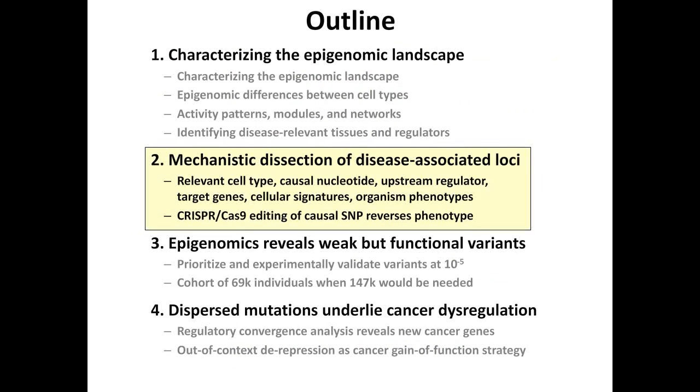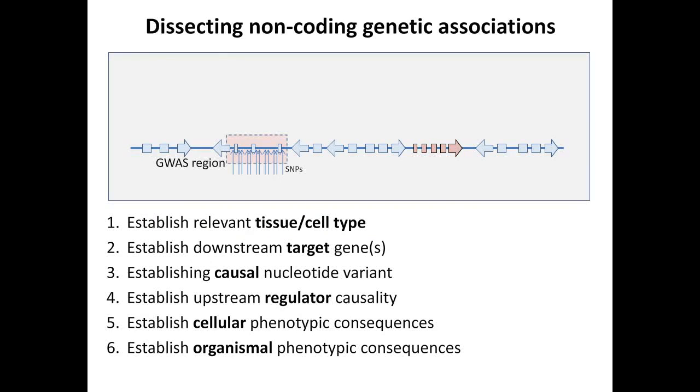So let's now dive into mechanistically dissecting these disease-associated loci and using this new characterization of the epigenomic landscape to systematically understand human disease. So I'm going to now switch to the second part of the talk about the three applications, and I'm going to first talk about genome-wide association studies and the most significant hits and how we can interpret them and gain new insights into human disease, and then I'm going to talk about how we can use that to actually start looking at weakly associated regions and somatic variants associated with cancer.